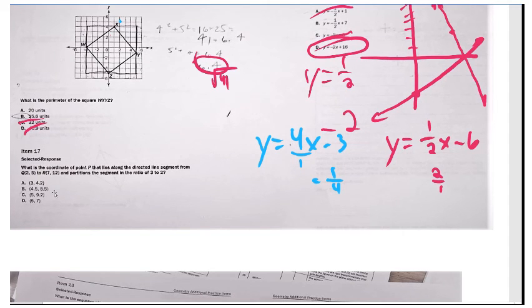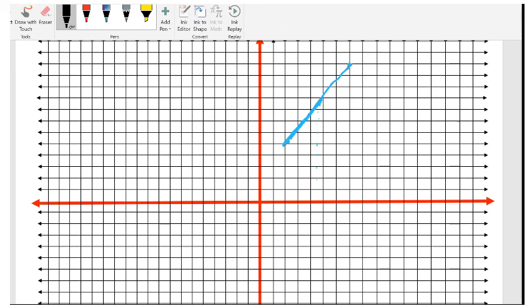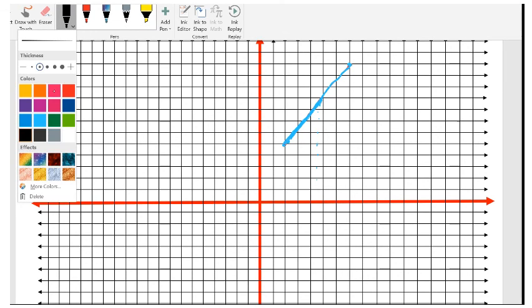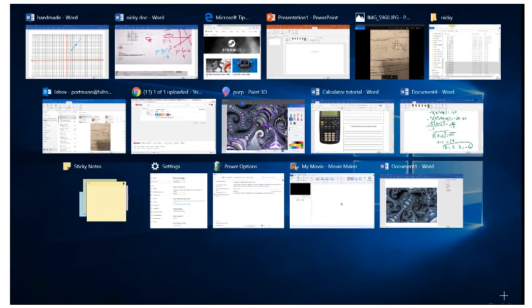The next one says 4.5, 8.5. So we're going to go to 4.5, and then 1, 2, 3, 4, 5, 6, 7, 8.5. That one is on the line, it looks pretty good. So I'm going to put a point right there, and we're going to see which one is the best answer that we could get here. That one looks good so far because at least it's a point on the line.